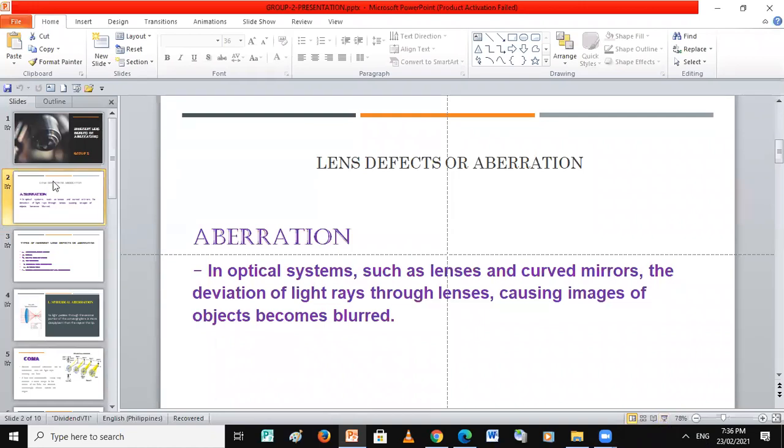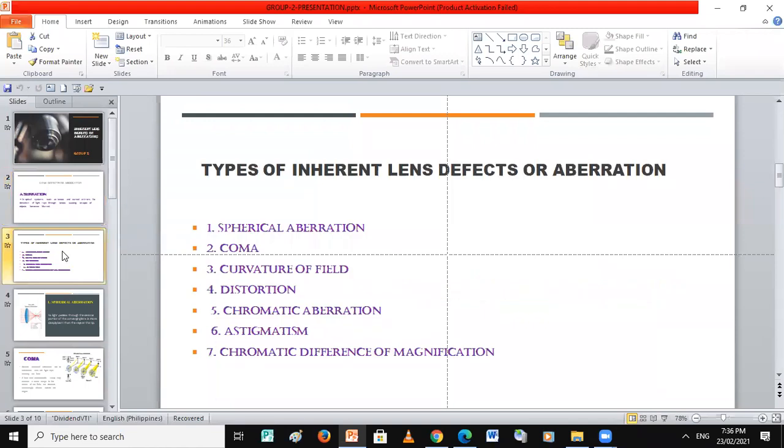So there are multiple types of aberrations and they can affect the sharpness, focus, magnification, distortion, and also the color in images. So next, we are going to discuss the types of inherent lens defects or aberrations.